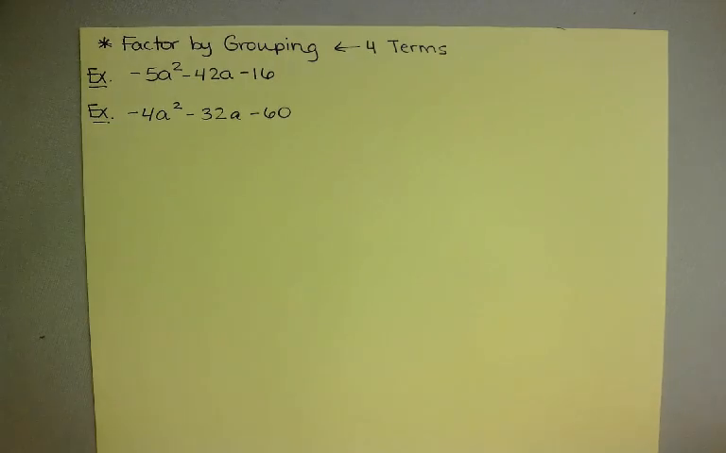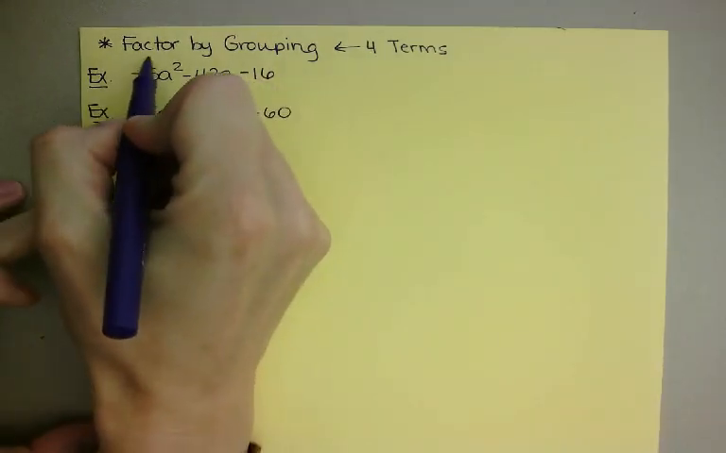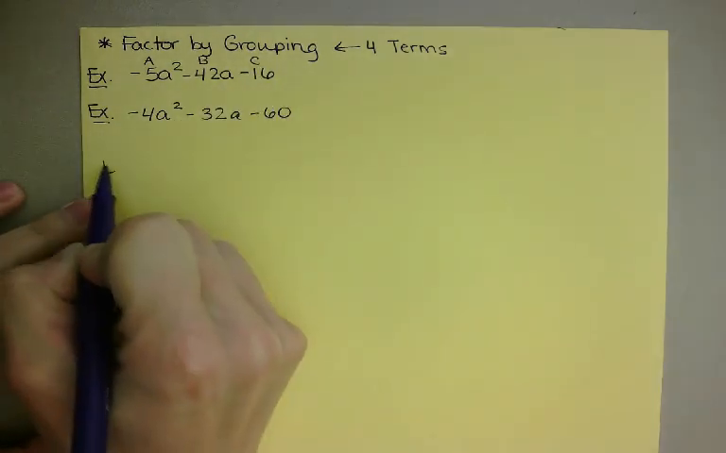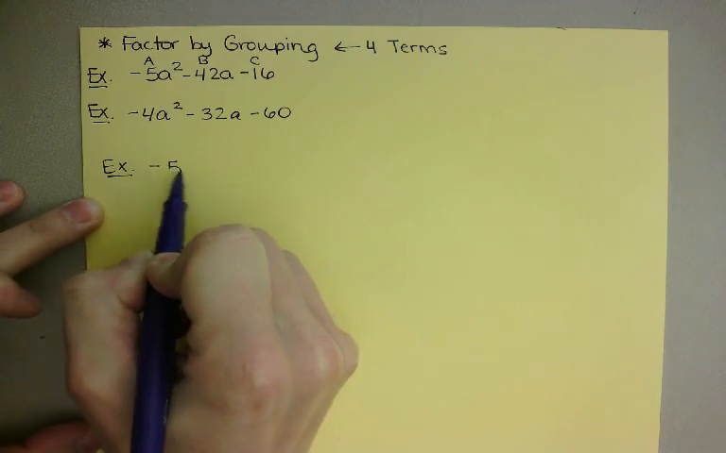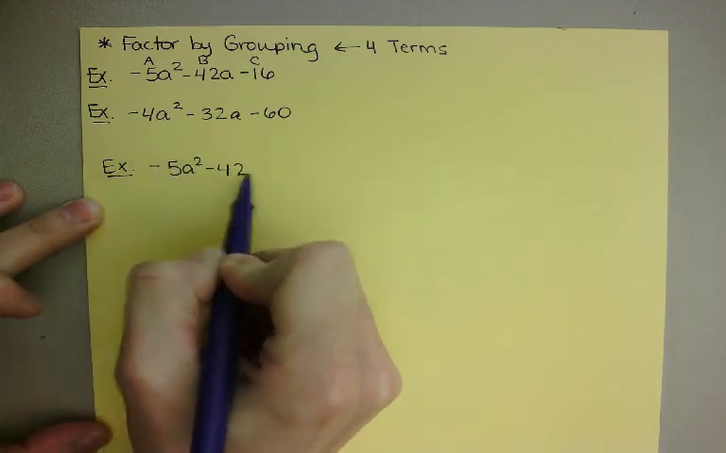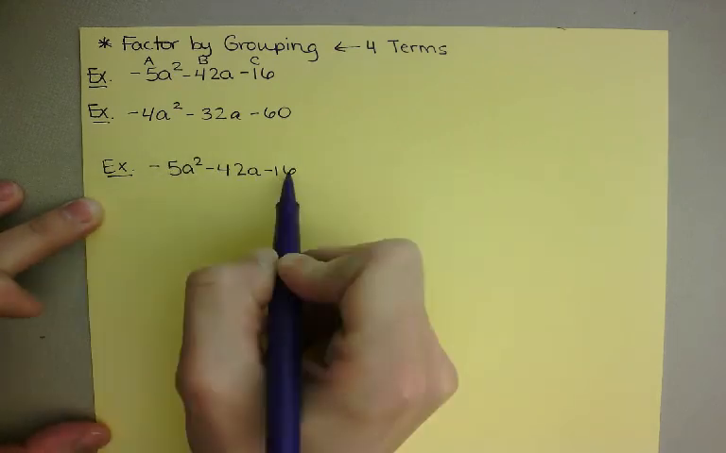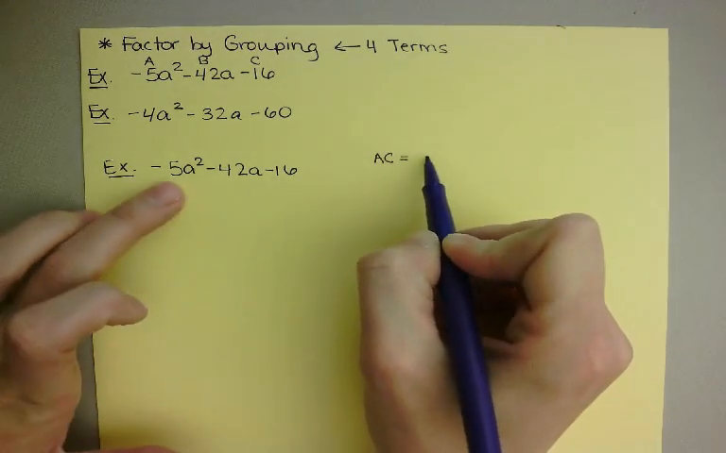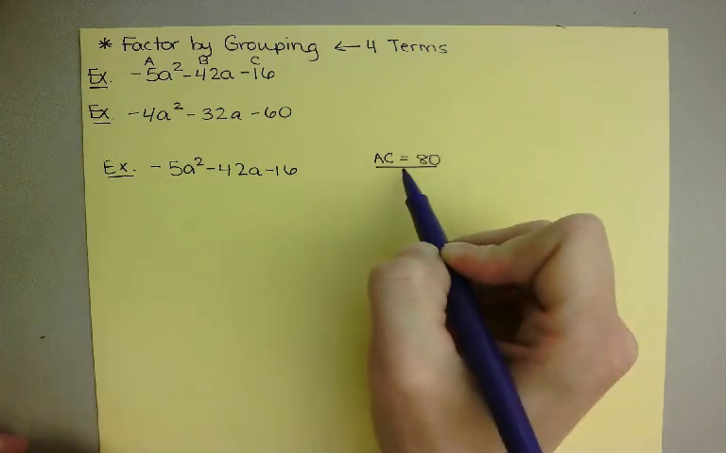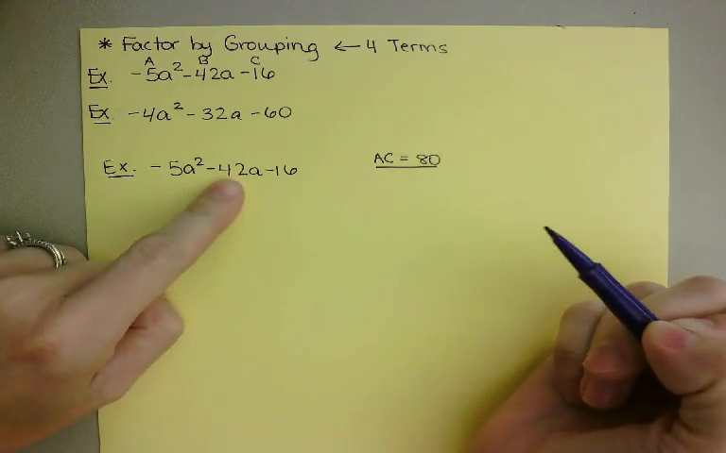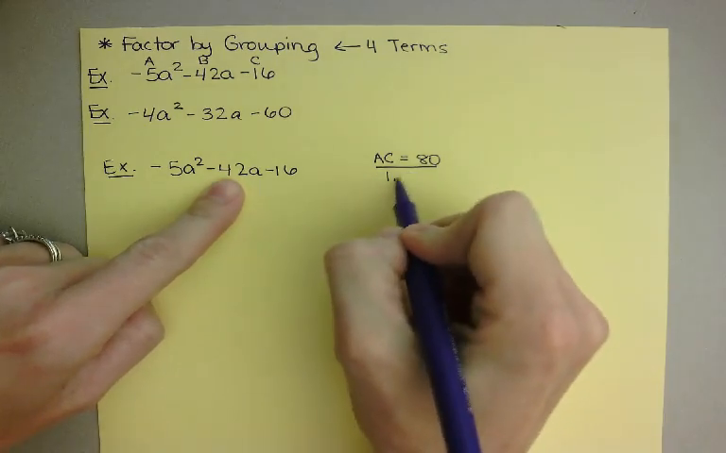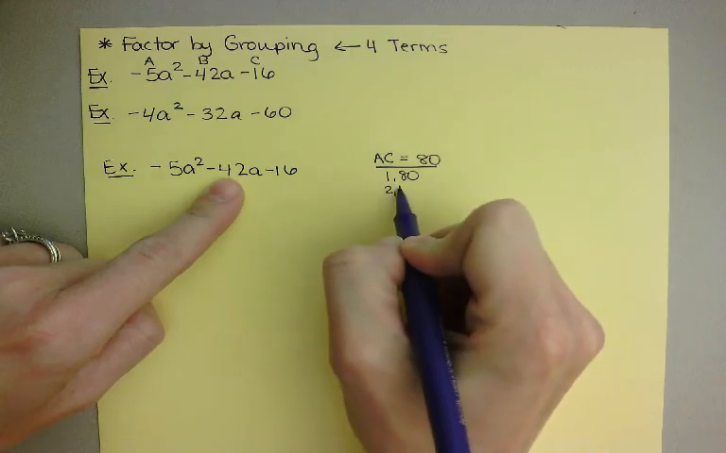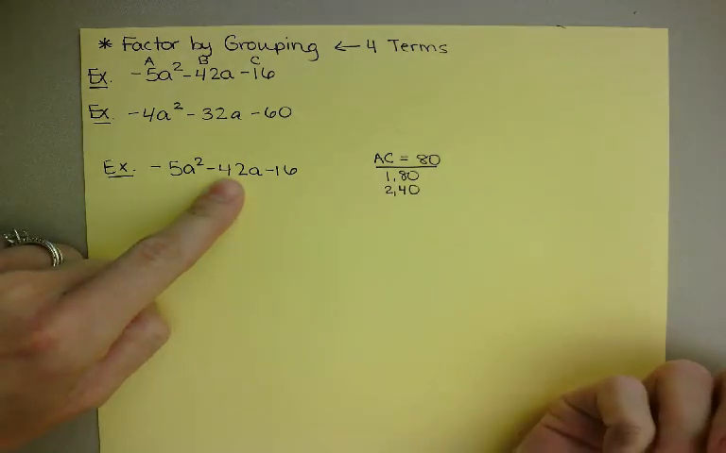If you look at the notes from today, it says that you're going to have to take A times C off to the side. Let me write out the first example again. I'm going to take A times C, and that gives me 80. Now I'm going to write down all of the factors of 80 until I find one that can give me a 42. For example, 1 and 80 can't add or subtract to give me 42. However, a 2 and a 40 could.